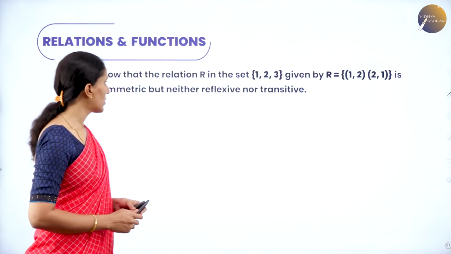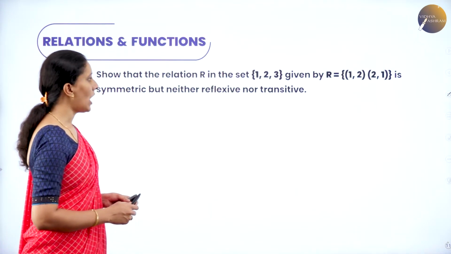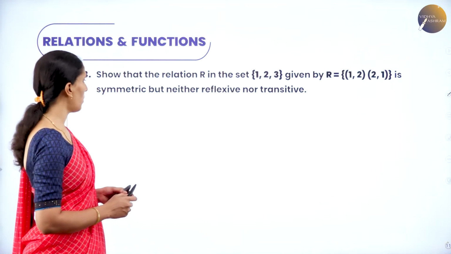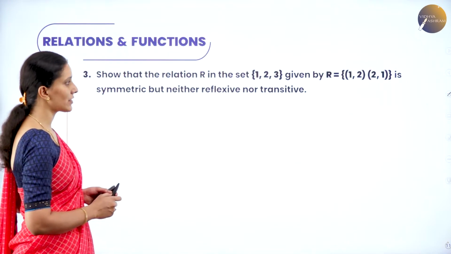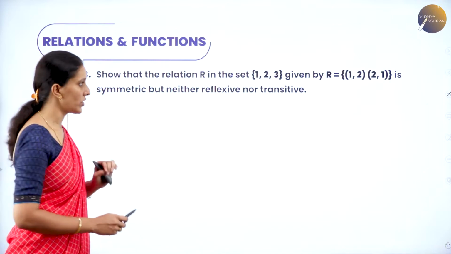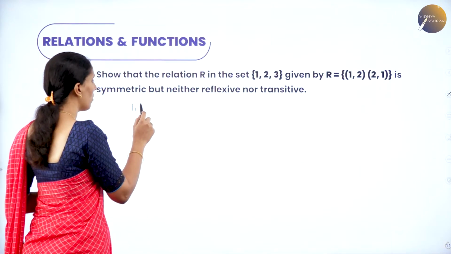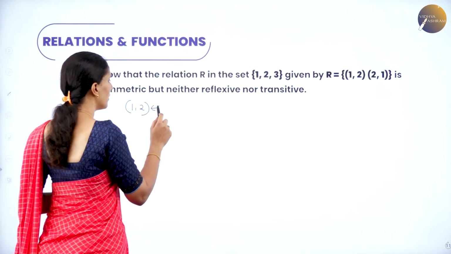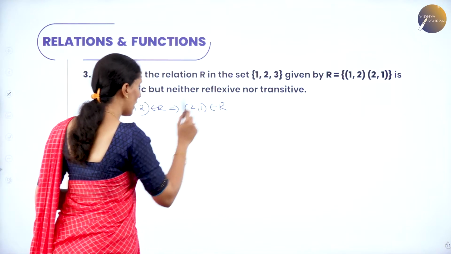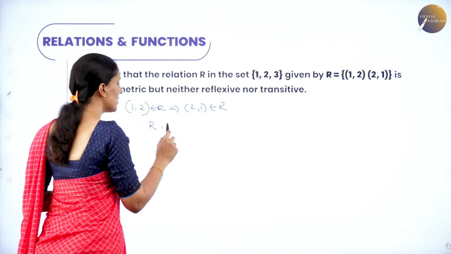Now, let's take the next question. Show that the relation R in the set {1, 2, 3} given by R = {(1,2), (2,1)} is symmetric but neither reflexive nor transitive. Similarly, we can clearly observe in the relation set that for (1,2) belongs to R, we have (2,1) belongs to R. So, therefore, R is symmetric.